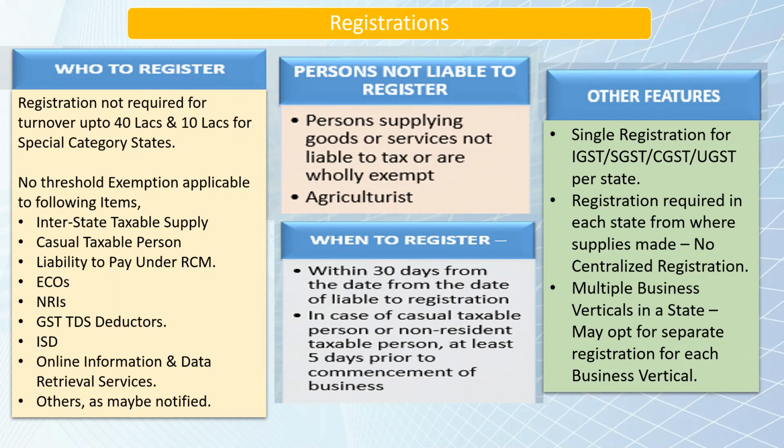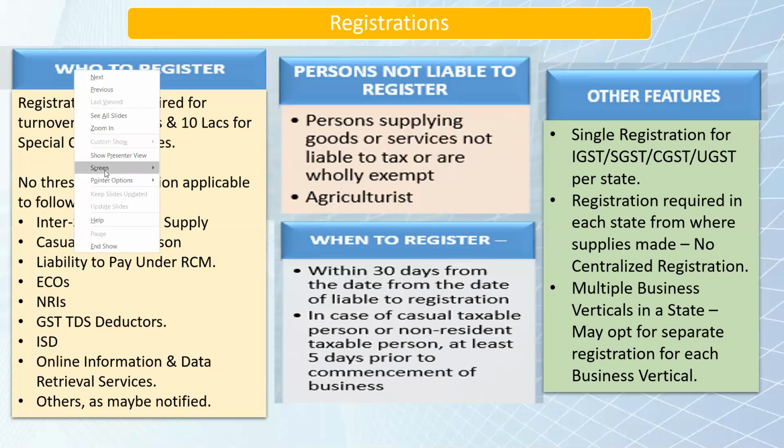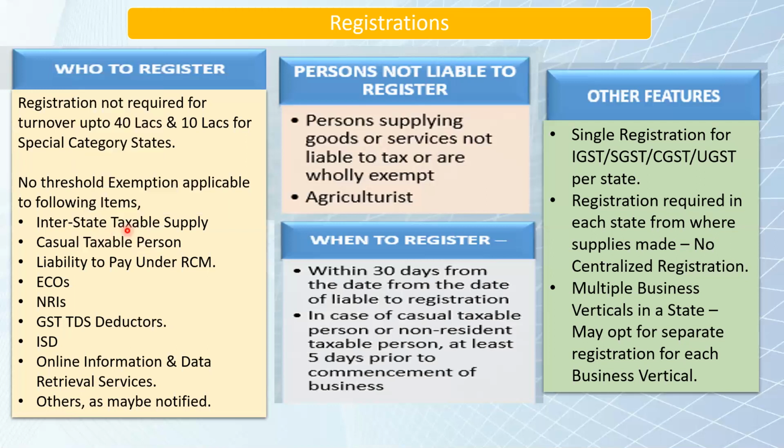There are certain conditions where the threshold limit is not to be considered and GST registration is to be done compulsorily. What are those scenarios? We'll take them one by one. Number one is interstate taxable supply. If we are in a business whereby we have to sell goods from one state to another, GST registration is compulsory, and we need not take into consideration the limit of 40 lakhs.